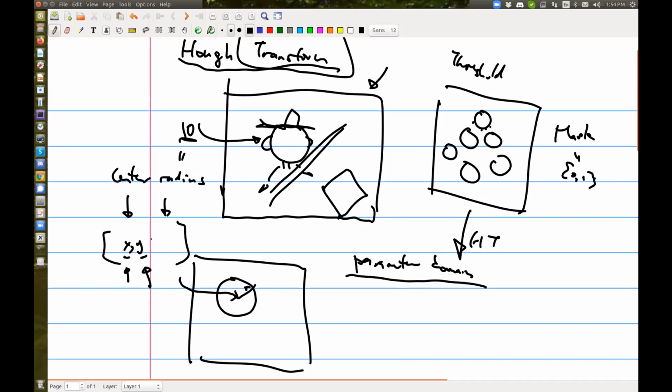Now to find the circles like in this scene here, what we can do is go through each pixel at a time. Let me just take this one. Let's say, for example, I know this is a circle with radius 10. As I said, I know all the circles here have radius 10.